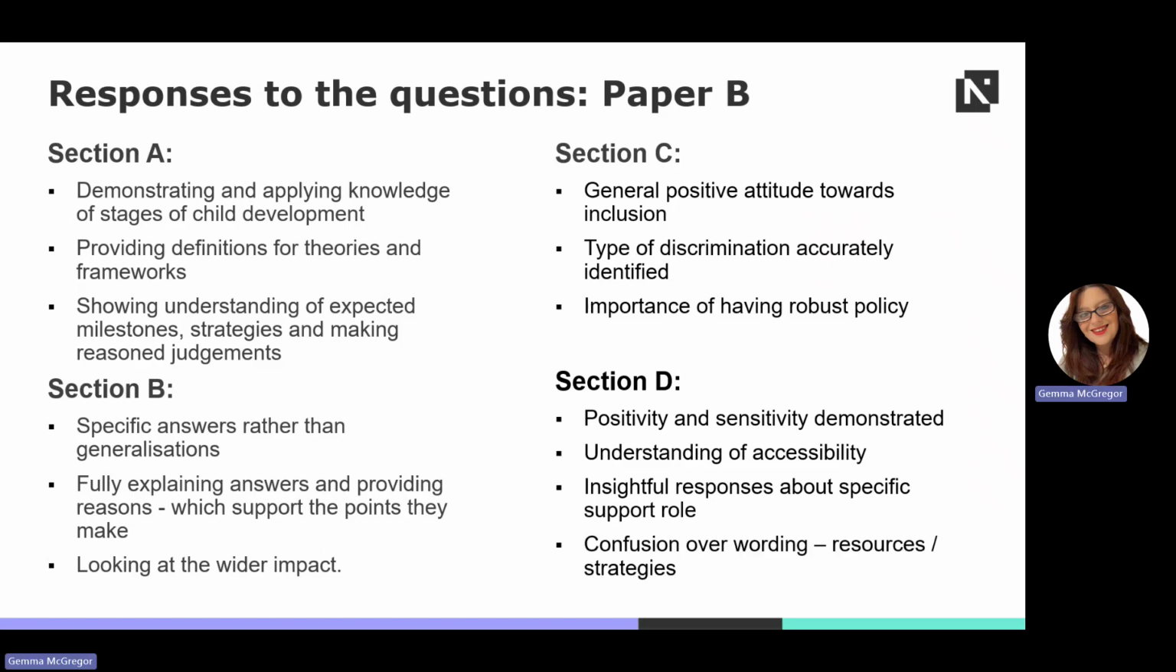Very few students were able to name any type of eye tracking device for this question, and many students did not pay attention to the wording of the question and gave examples of resources rather than strategies.